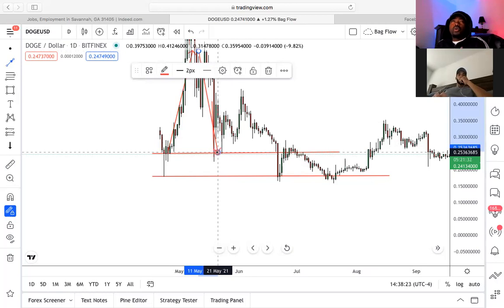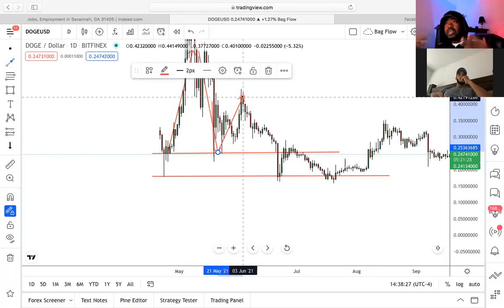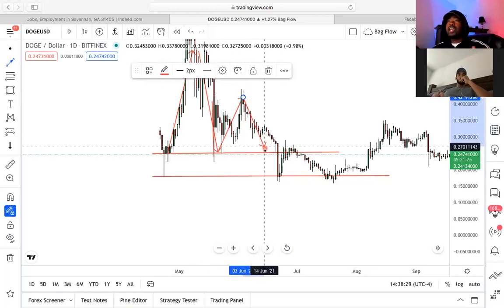What we want to do is focus on coins that have a long-term projection, a long-term trajectory, that are going to be here.